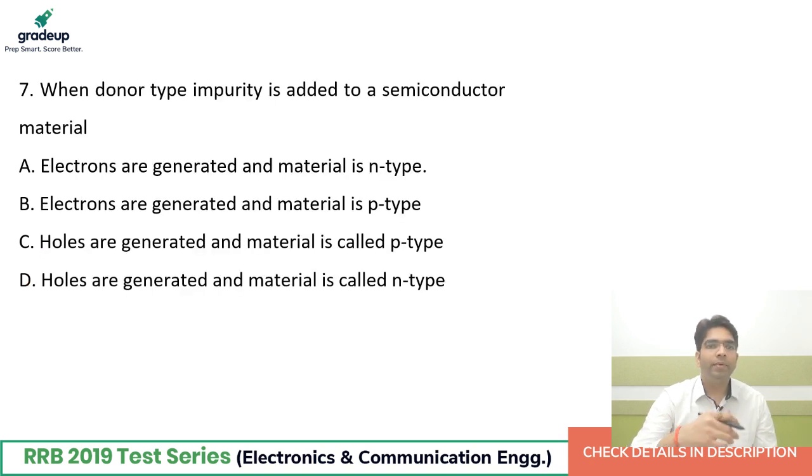Next, when a donor type of impurity is added to a semiconductor material, then electrons are generated and the material is P type, electrons are generated and the material is N type, or holes are generated and the material is P type. What will be the correct option? When a donor type of impurity is added to a semiconductor, electrons are generated and the material is N type of semiconductor. Okay.